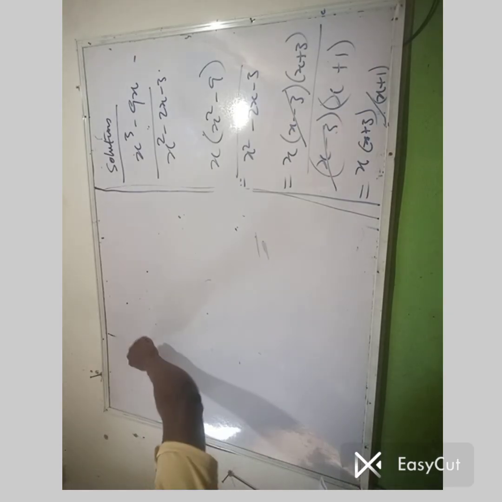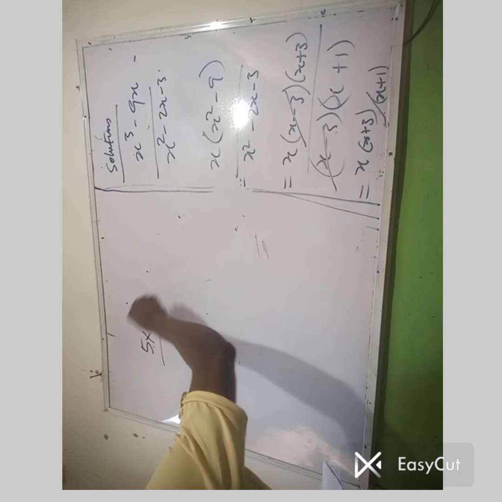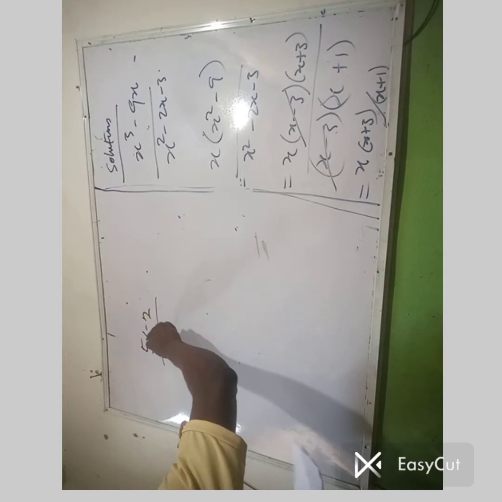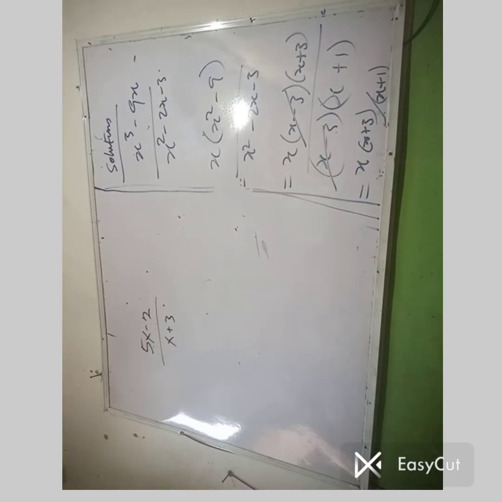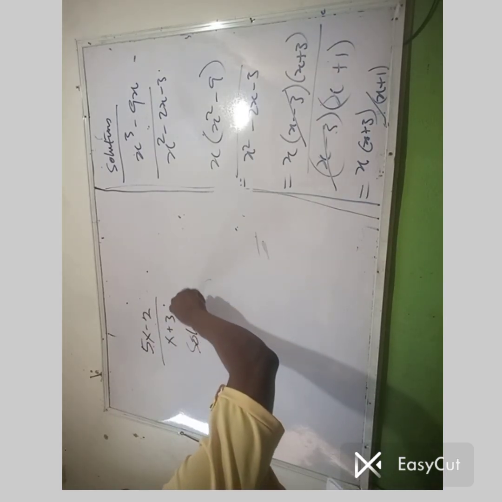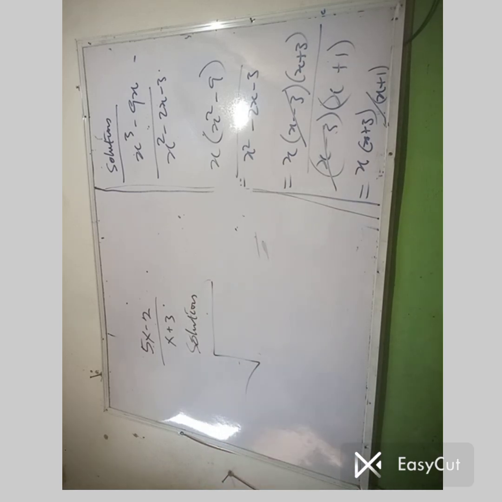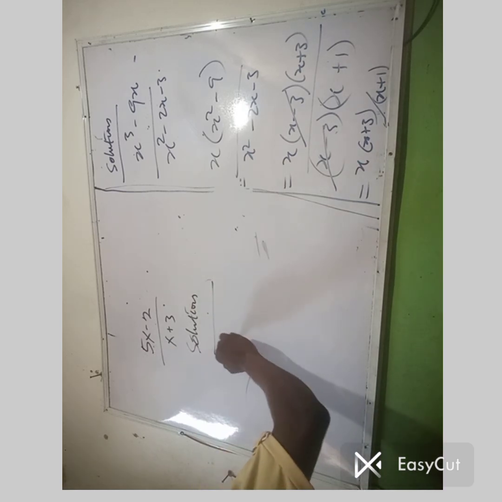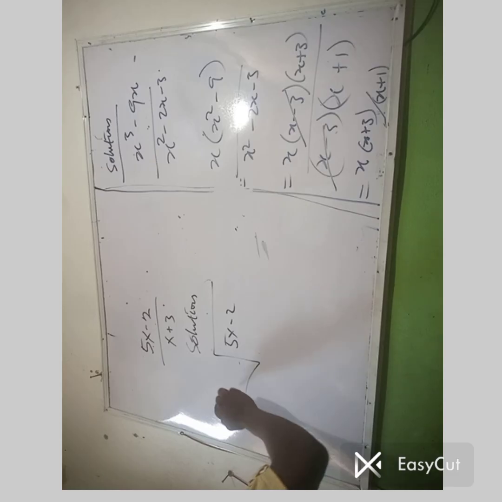So here we have 5x minus 2 divided by x plus 3. So here you cannot factorize. You cannot factorize it. So how do you go about this? Definitely you must use the long division method as we have purported. Solution. So we have this. Then we have 5x minus 2 here, and we have x plus 3 here.